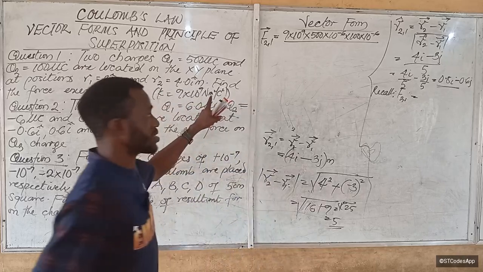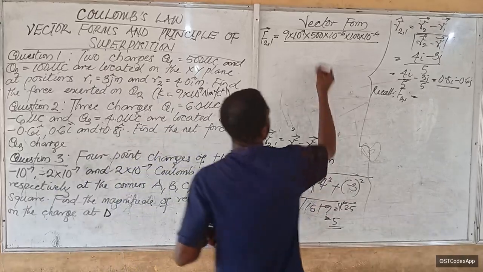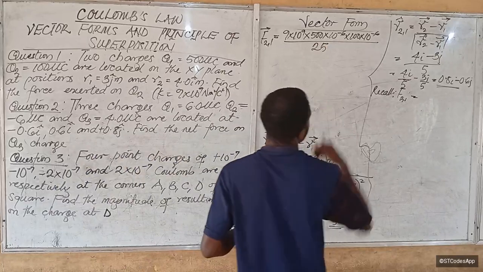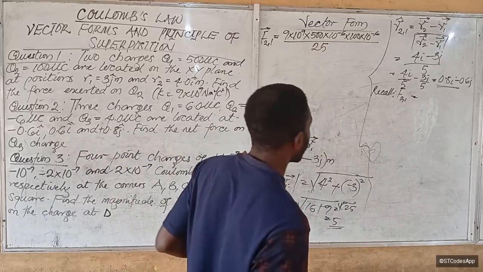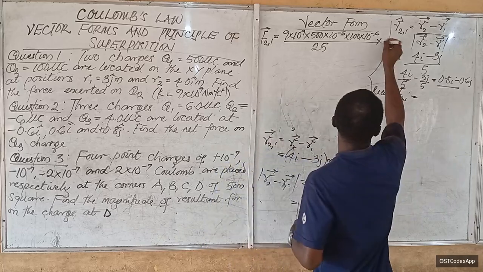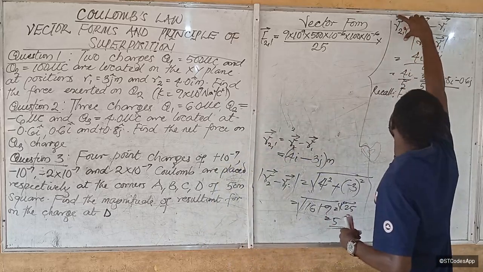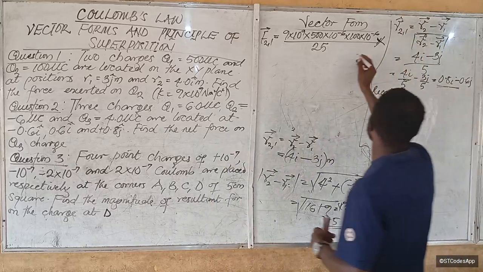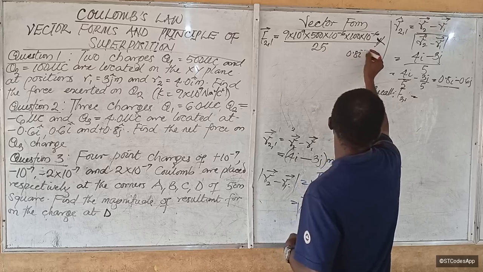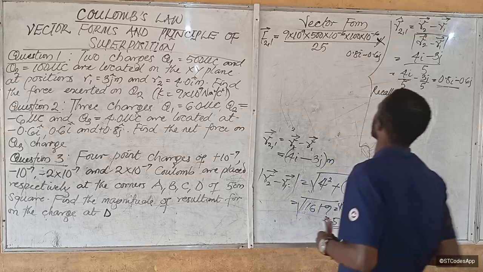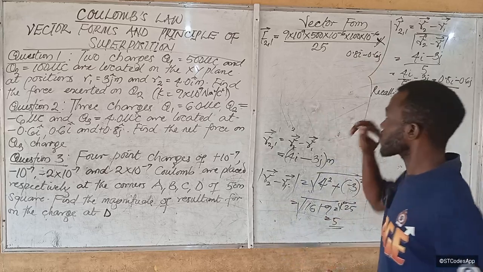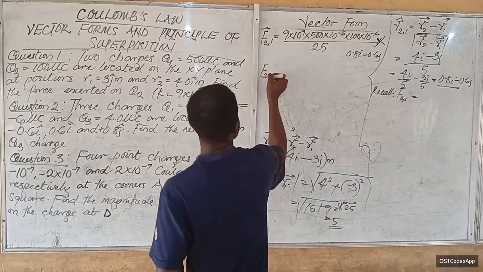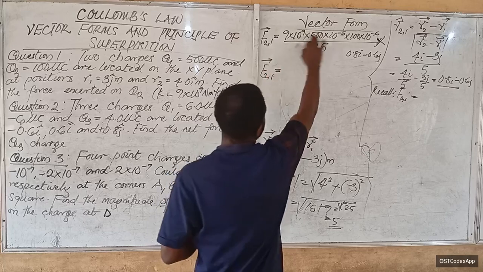In meters already, since it's given in meters, so we just go on with 25. We square it, 5 squared. Then times our position vector, so all of this multiplied by 0.8i minus 0.6j. So F2,1 will be equal to this times this times this.